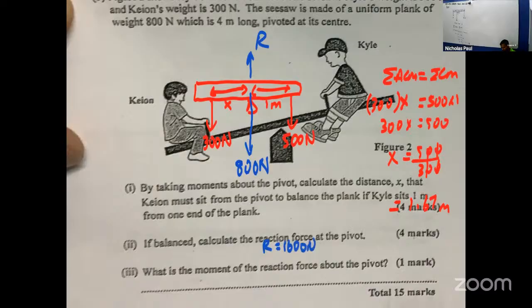Question: what is the moment of the reaction force about the pivot? Where is the reaction force? The reaction force is on the pivot, right? So what will the moment be if something is on the pivot? 0. Answer is 0. Okay? Whenever you're on the pivot, you have no moment.